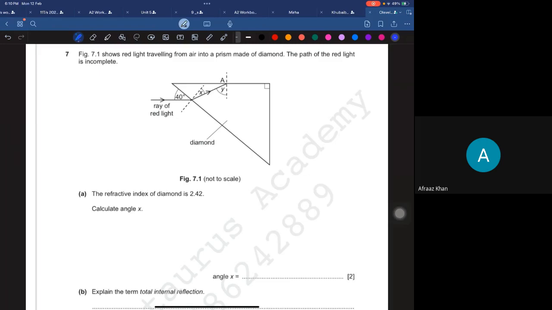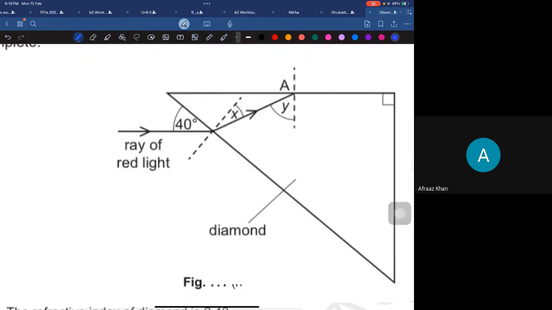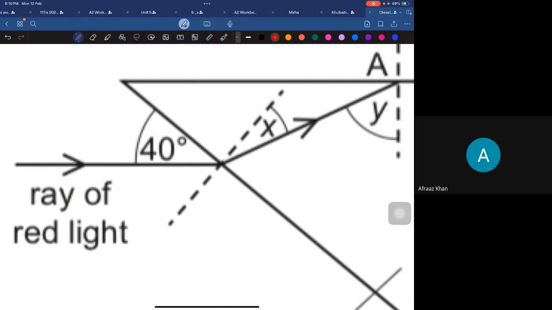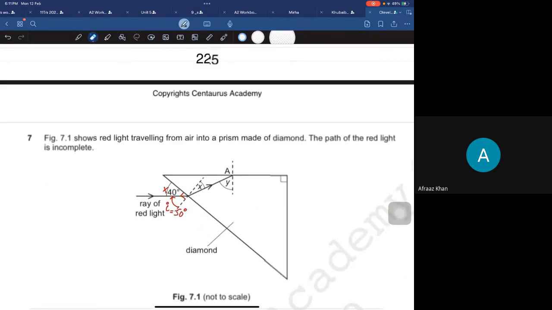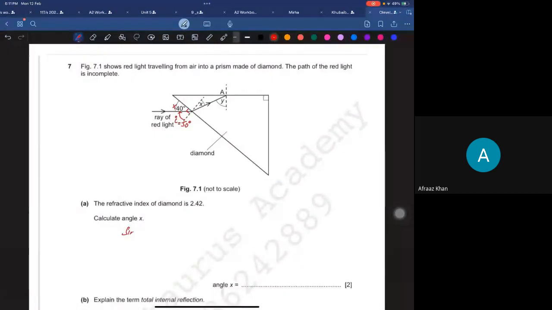So let's check it out. First of all, you guys need to realize that this isn't the incident angle. In fact, the incident angle is always drawn from the normal line, which means this is the incident angle. If this whole thing is 90 degrees, this is going to be 50 degrees. Is that clear, kids? Once you have the incident angle, because it's going from less dense to more dense, sine i over sine r equals n. Sine i is going to be sine 50. We have to find sine r. n is 2.42.